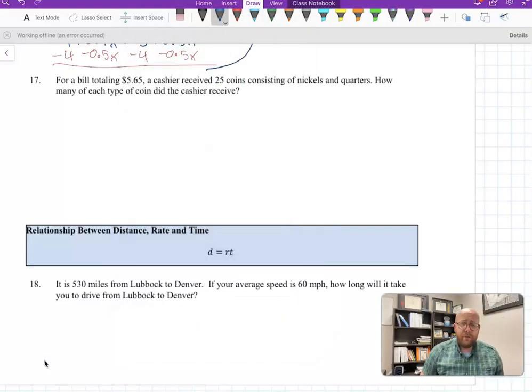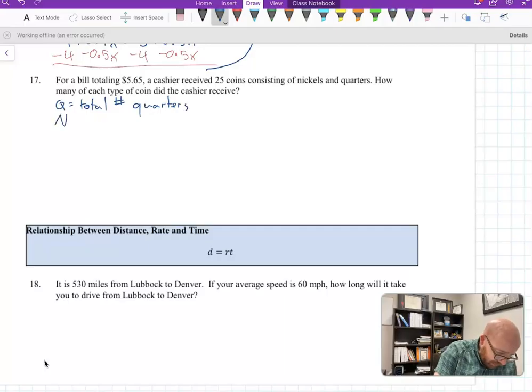Let's assign some variables. Let Q be equal to the total number of quarters, and let N be equal to the total number of nickels. Alright, so what do we know? We know that we got a total of 25 coins. So that means that the number of quarters plus the number of nickels has got to be equal to 25.